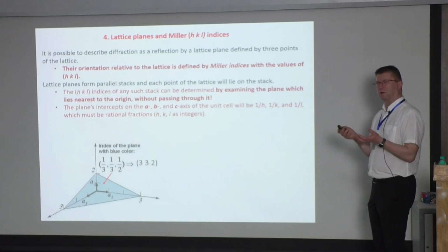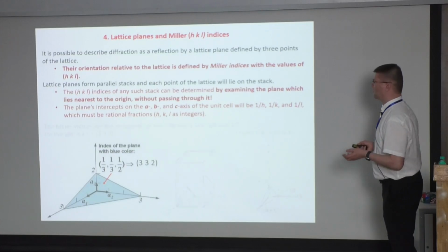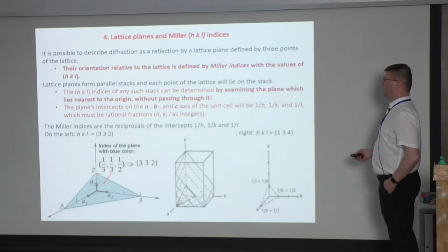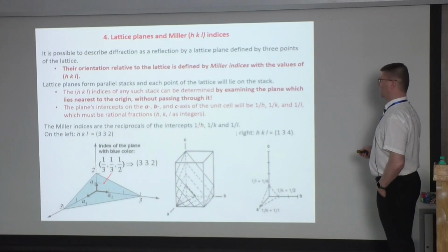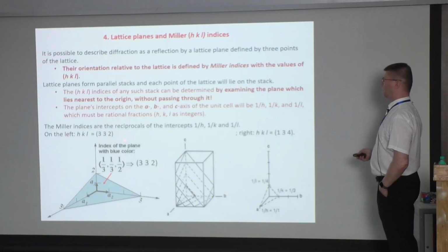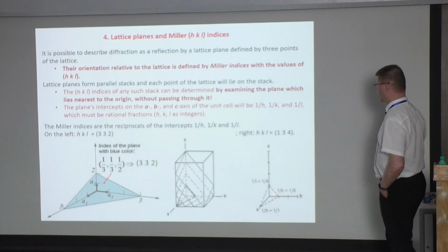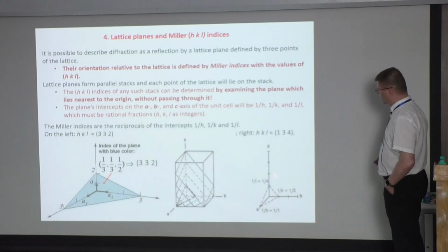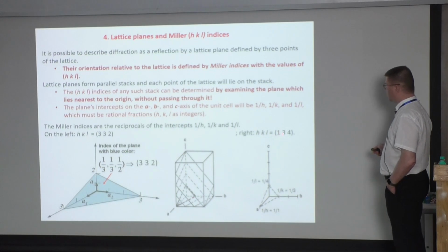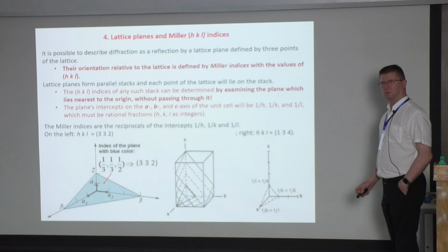But that's the Miller index, that's the hkl. This is the lattice planes. The Miller indices are the reciprocals of the intercepts on h and so on, like I described there. The left-hand side is this. And now, if you look here, it's different, the crossings are different. So this plane, which goes in that direction, is called 1, 3, 4.